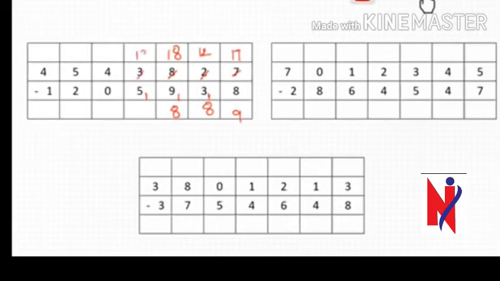Then again 1 you will write here. 3 will become 13. Whenever you are borrowing, you will write down, okay, the number. 13 minus 6 is 7. 1 again down. 4 minus 3 is, 4 minus 1 is 3. 5 minus 2 is 3. And 4 minus 1 is 3.